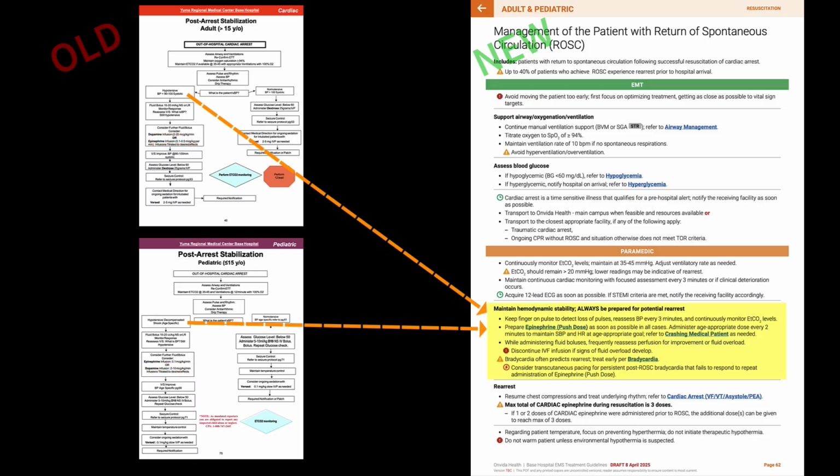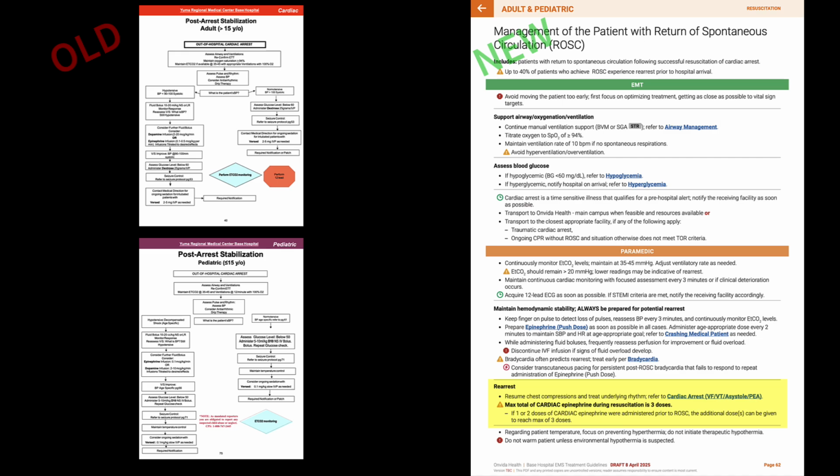As you can see here, we include the hyperlink for the crashing medical patient since there's a lot of overlap between these two guidelines. We have a hard stop here to discontinue IV fluids if you are identifying any signs of fluid overload. We have a couple of comments on getting ahead of bradycardia. Below that, we have a couple of comments on how to manage rearrest.